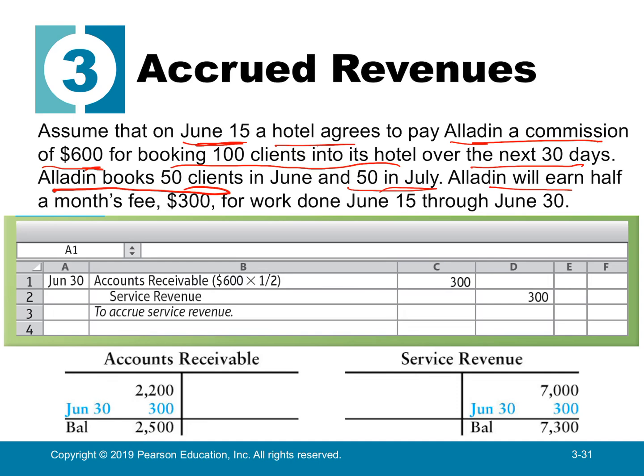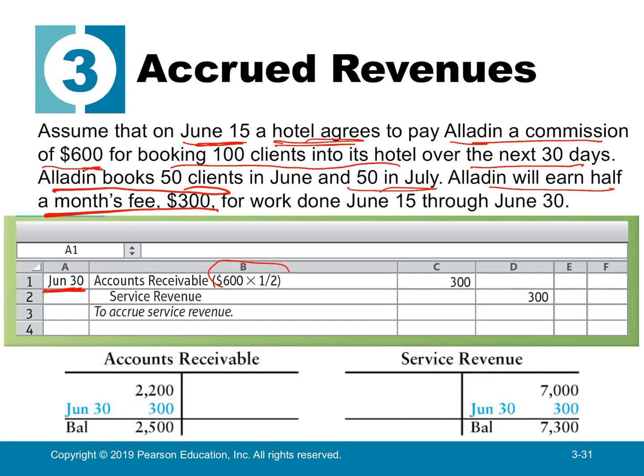In June, Aladdin will earn half that month's fee because they satisfied the requirement, but the hotel isn't going to pay them until the end. So how does Aladdin recognize this at the end of the month of June? So if they're closing their books and need to do adjusting journal entries at the end of June, what are they going to need to do for this transaction?